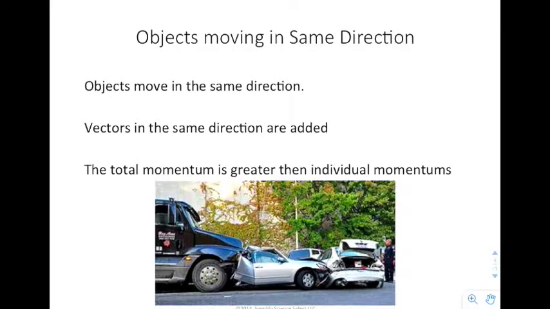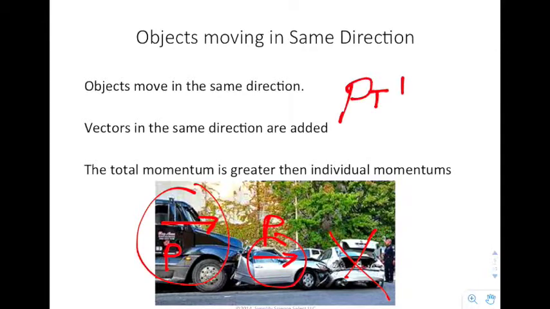So it says objects moving in the same direction. When you have objects moving in the same direction, like we have with this truck and this car, not this car, we're going to leave that out for now. When the objects are moving in the same direction, the vectors in the same direction are added. So you have some sort of momentum vector moving this way and some sort of momentum vector moving this way. Because of that, we can actually add these particular vectors together, and we can say the momentum of the truck plus the momentum of the car is going to equal the sum of the momentums.